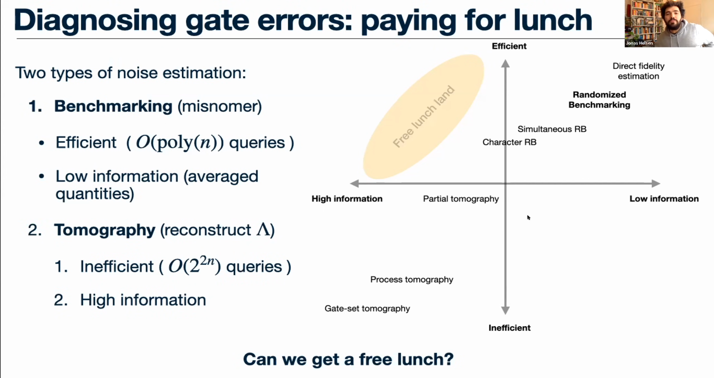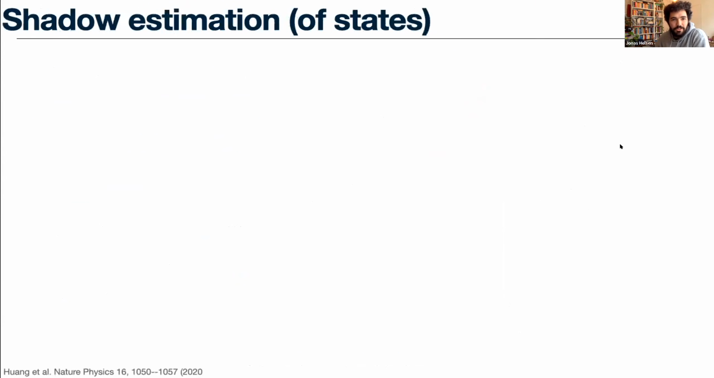All right, so now we're going to get slightly technical. This was the broad setup. I've said what I was going to do, and now I'm going to do it. So let's talk about shadow estimation of quantum states, so not of processes. This is kind of important.